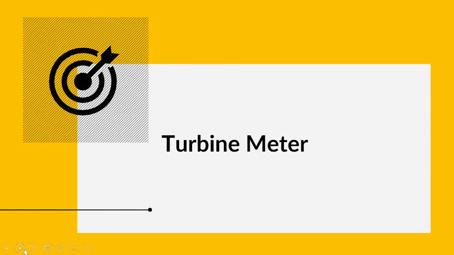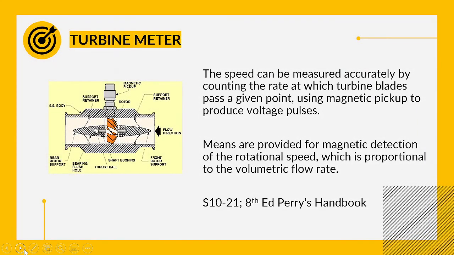Next, we have the turbine meter. If a turbine wheel is placed in a pipe containing a flowing fluid, its rotary speed depends on the flow rate of the fluid. A turbine can be designed whose speed varies linearly with flow rate. Then the speed can be measured accurately by counting the rate at which turbine blades pass a given point, using a magnetic pickup to produce voltage pulses. Means are provided for magnetic detection of the rotational speed, which is proportional to the volumetric flow rate. You can read more about the turbine meter in section 10-21 of the 8th edition Perry's Handbook.